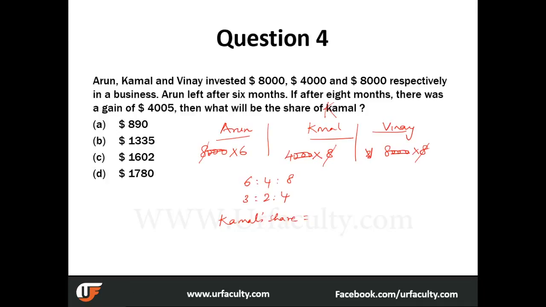Kamal's share is 2 by 9. How did I arrive at that? 3 plus 2 is 5. 5 plus 4 is 9. So that's the base for you. And we know Kamal is this part, right? Kamal is the second entity that we are taking into account. So 2 by 9 into 4005. And what is the answer? You get 890.